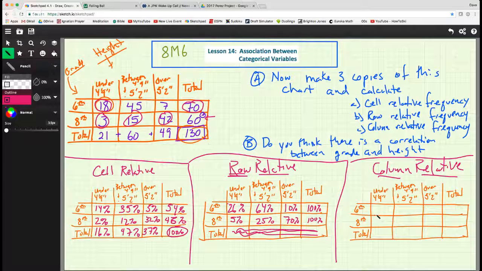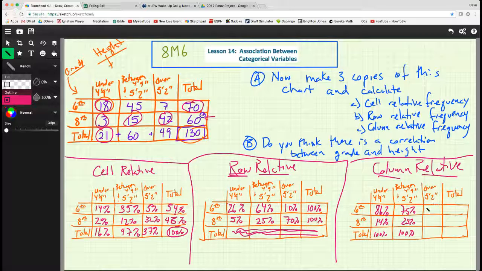Okay, so column relative: for each cell, we divide by the column total. So let's do that. 18 divided by 21 is 86%. And 3 divided by 21 is 14%. And so for that column, 100%. So of our boys under 4'9", 86% are in 6th grade, 14% are in 8th grade. 45 divided by 60 is 75%, and 15 divided by 60 is 25%. So of our boys between 4'9" and 5'2", 75% are in 6th grade, 25% are in 8th grade.